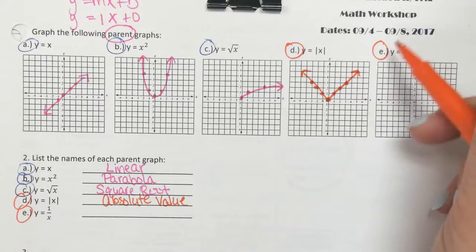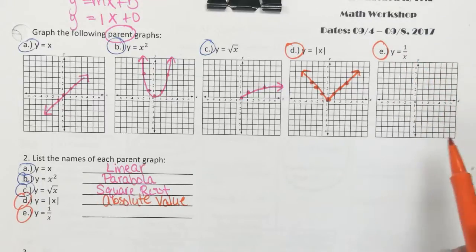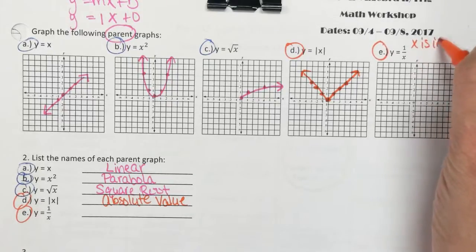All right, last one. Here we go. What do you notice is so funky about this one? There's an X on the bottom. There you go. X is in the denominator.